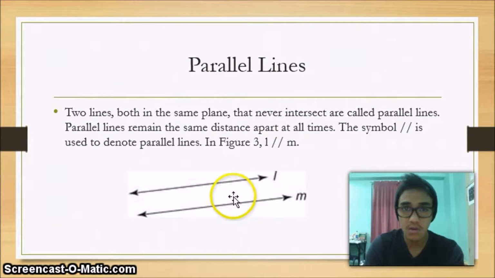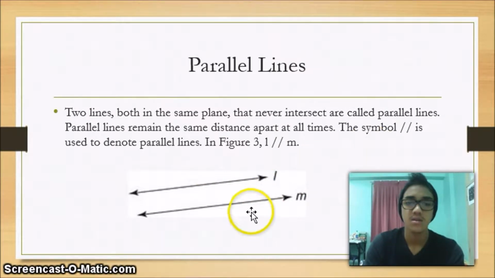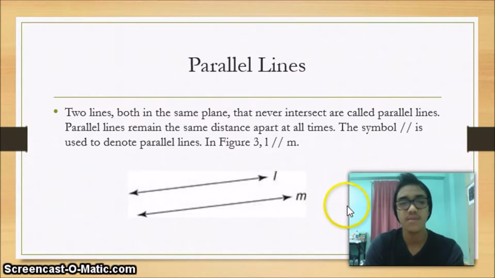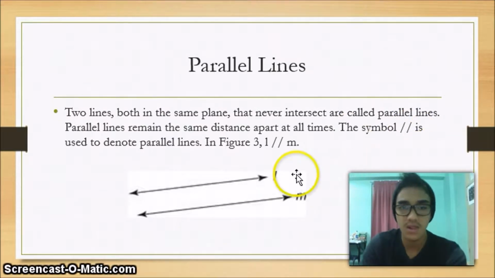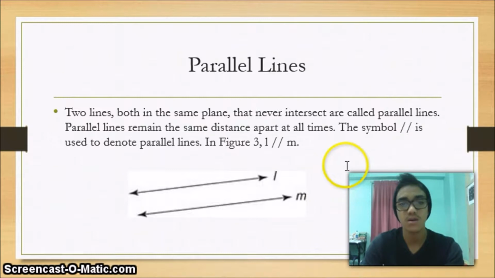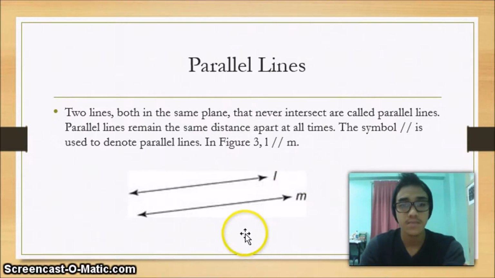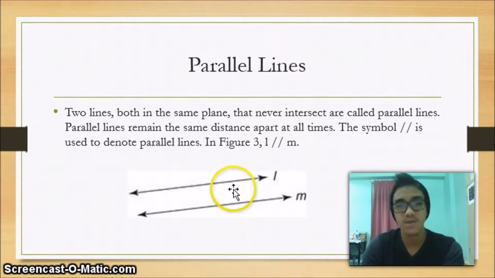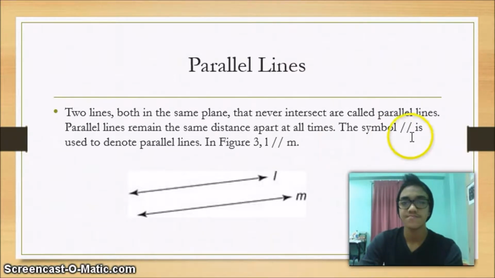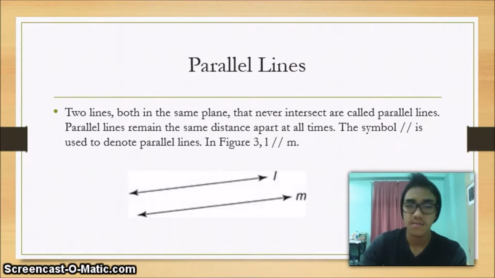No matter how long the lines are, line L and M will never intersect anywhere, even if the line is 1 kilometer or 1000 kilometers, and the distance here will always be the same. If it's 1 centimeter, it is always 1 centimeter, and if it's 1 millimeter and it doesn't intersect, it is still called parallel lines. So those are the basic lines in geometry.